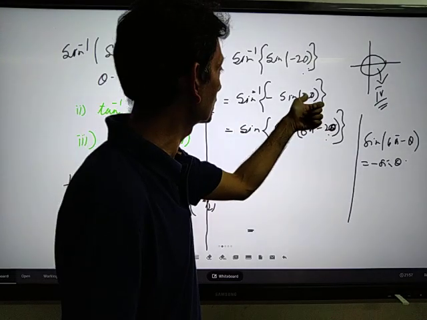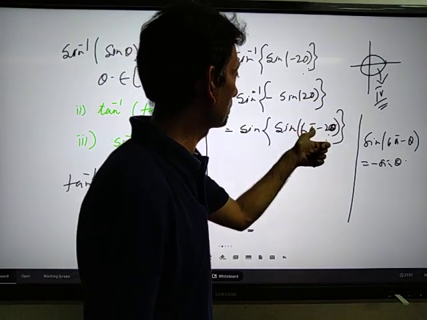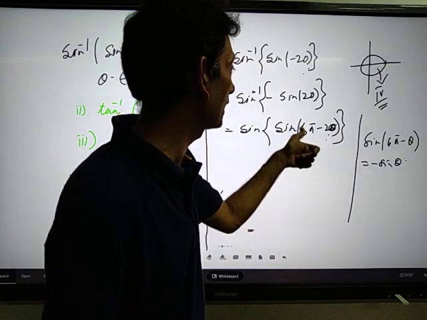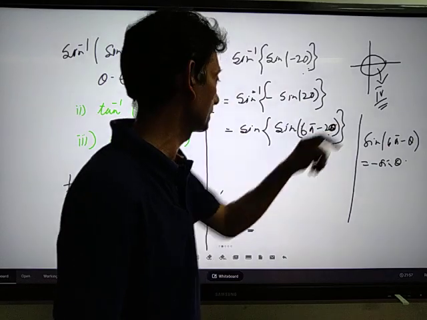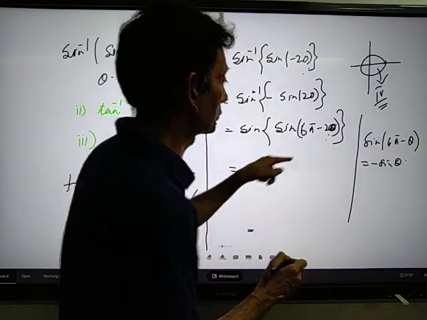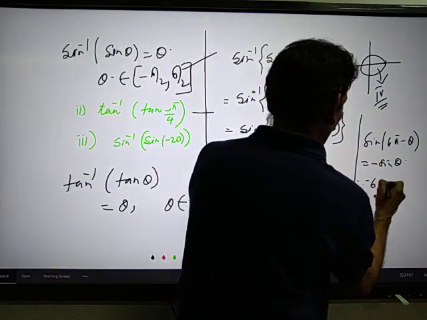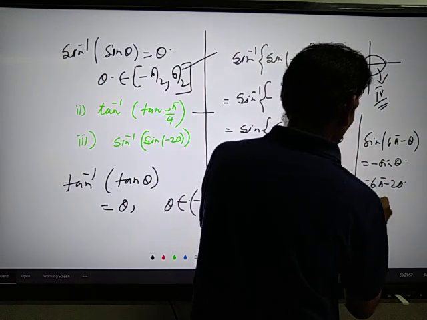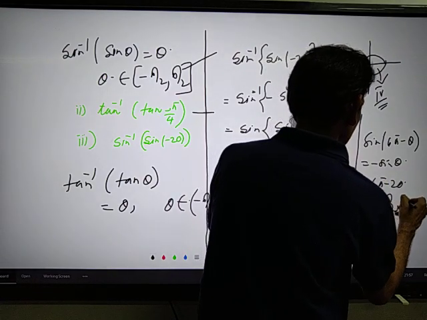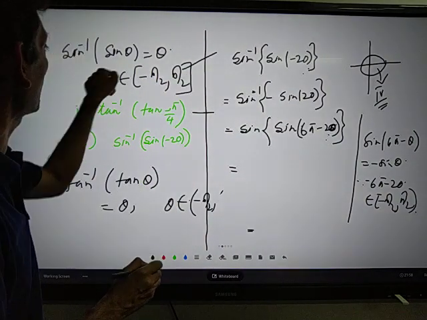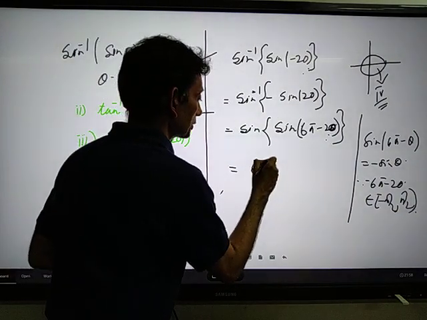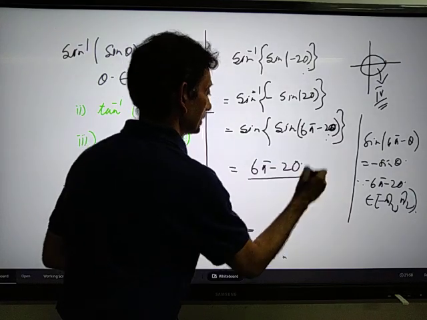That's the reason, because it's 20, so you need to multiply pi with such a multiple that it comes closer to 20. That's why we have taken 6 pi minus 20. Now, since 6 pi minus 20 belongs to minus pi by 2 to plus pi by 2, it exactly will follow this condition, sine inverse sine theta equal to theta. So this is equal to 6 pi minus 20.